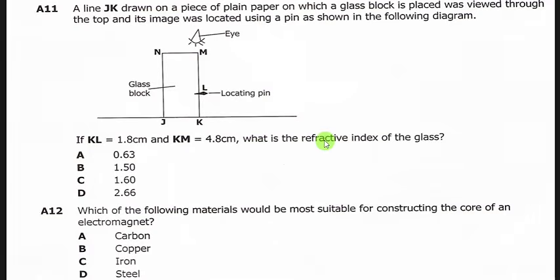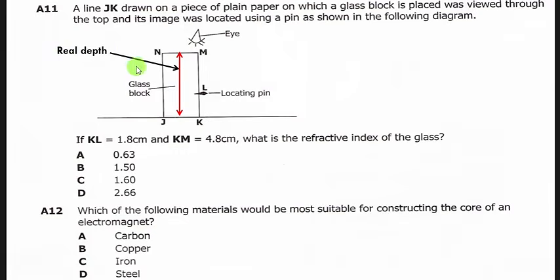What is the refractive index of the glass? All right, so simple. Refractive index is always given by the formula real depth divided by apparent depth. Now let's understand very well here. What you should know is that this distance from here to here, we call it real depth.